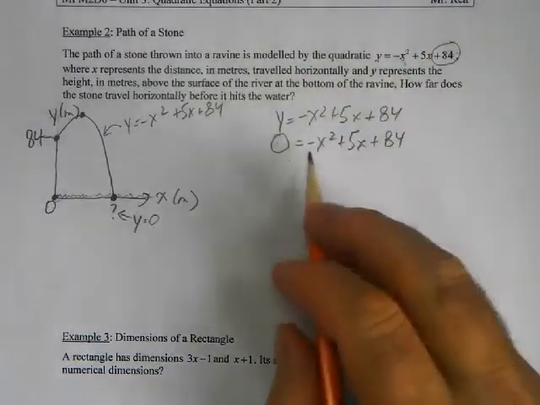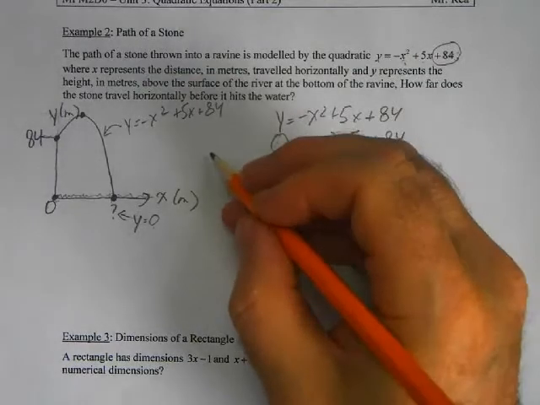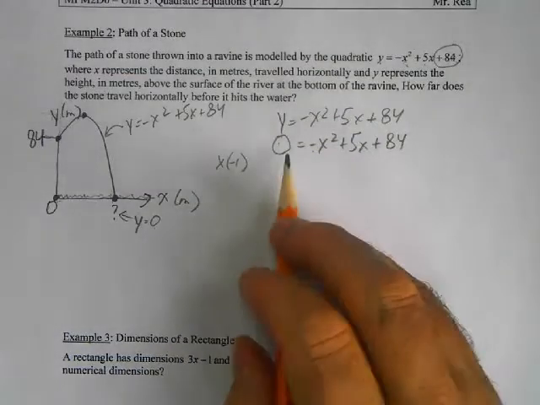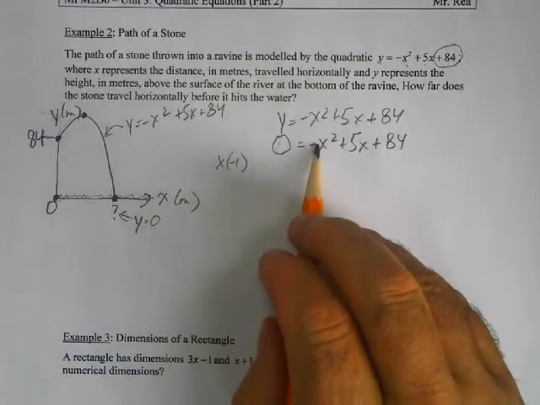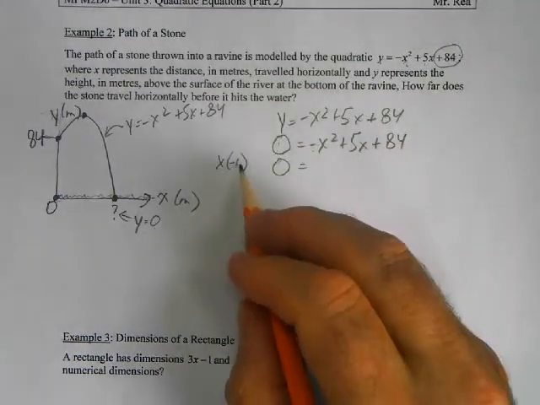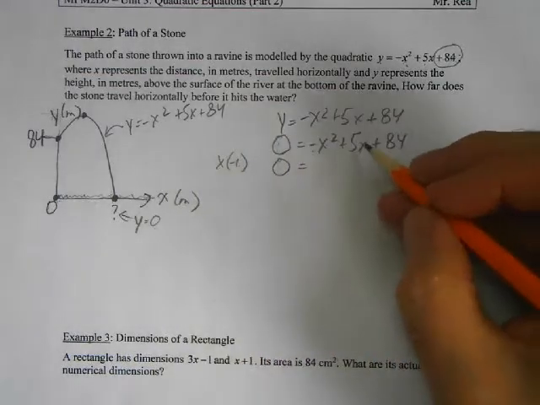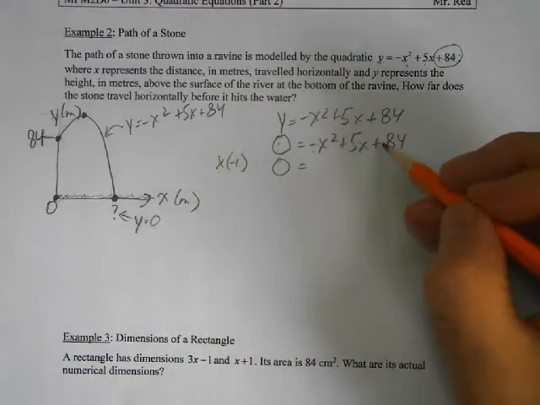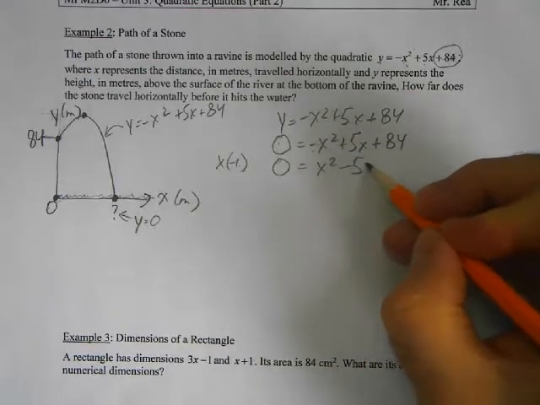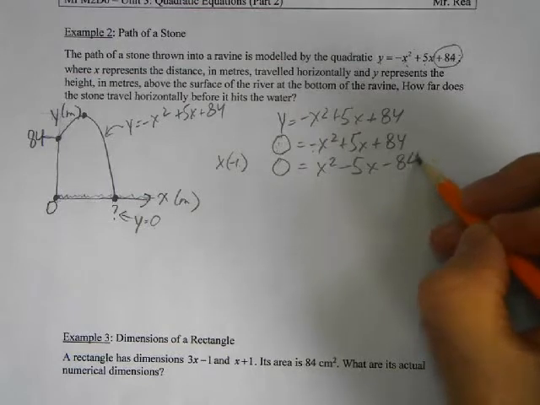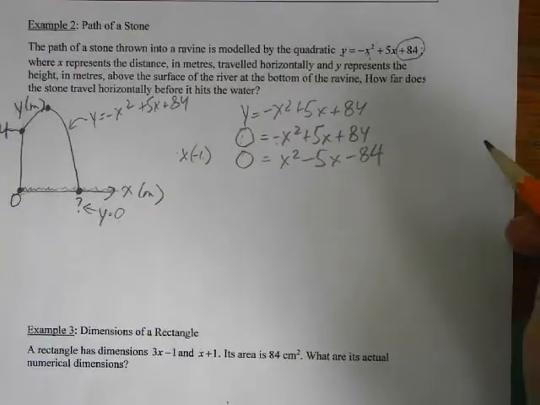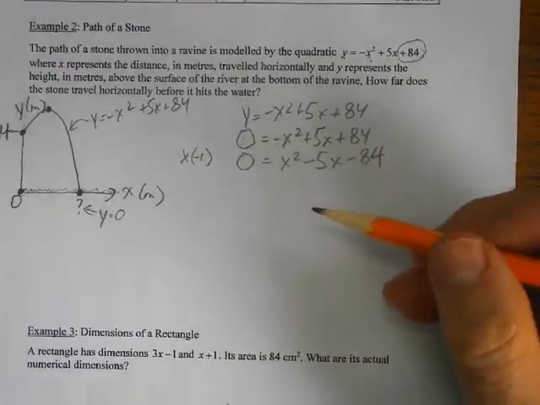The way we do it, and we can only do this if there's a 0 here, is to multiply the whole equation by -1. That means multiply this by -1, this, and this. 0 times anything is 0. What happens to these terms when I multiply by -1 is it just changes the sign to the opposite sign. So this becomes x squared, this becomes -5x, and this becomes -84. Now this looks a lot more appetizing to solve because we're not dealing with a negative x squared term.